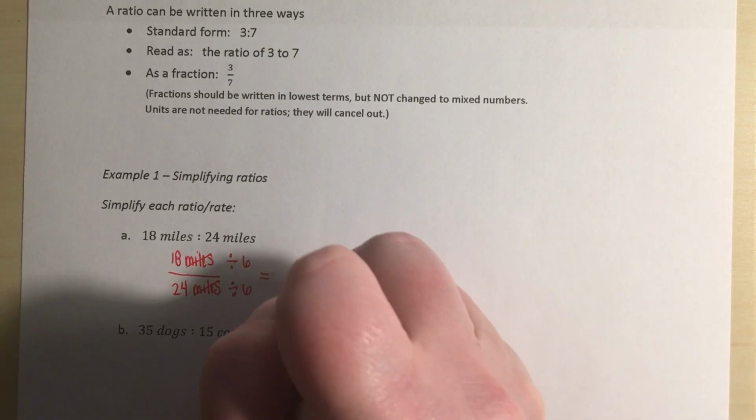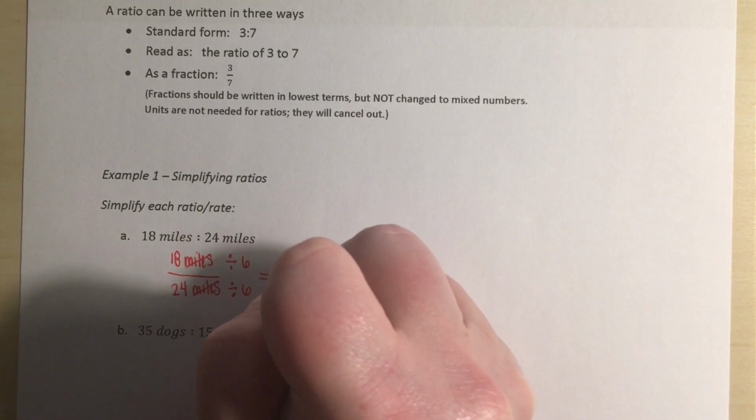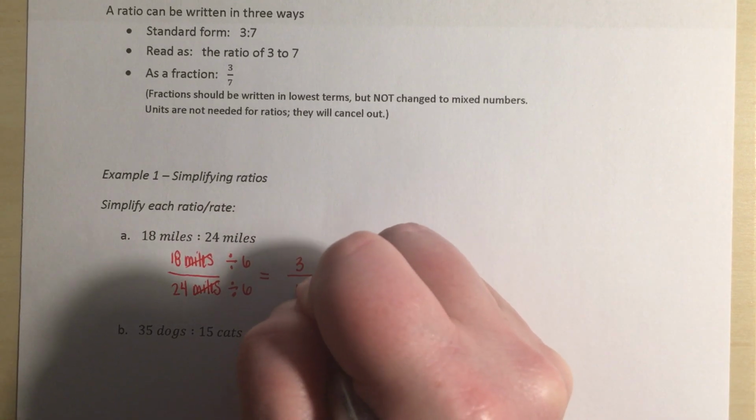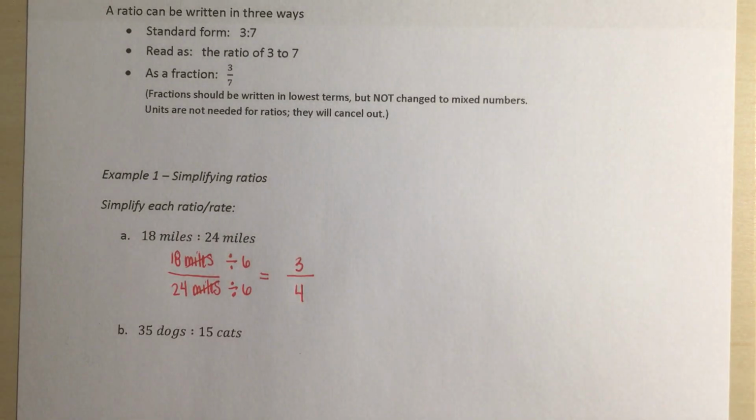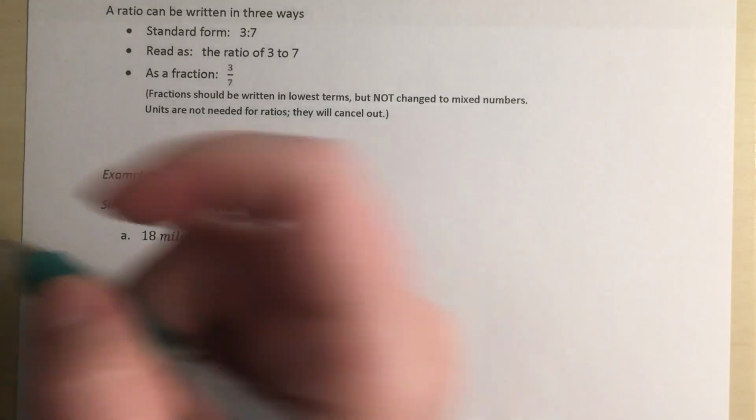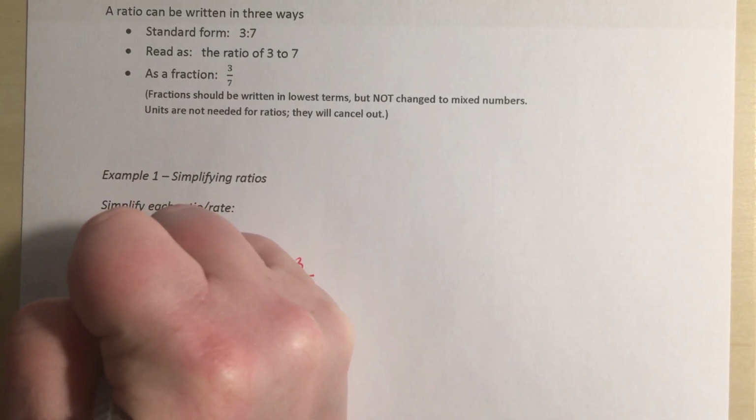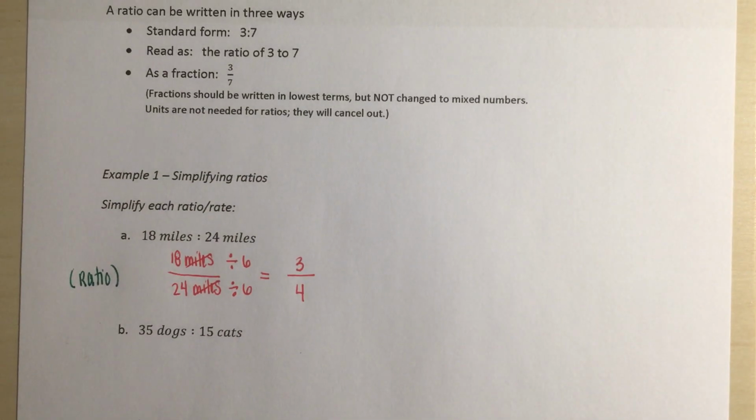So what we're going to be left with up top in our numerator, 18 divided by 6 is going to give us 3, 24 divided by 6 is going to give us 4. Again, since these two different values have the same units of measurement, this is something that we call a ratio. Right? So it's a comparison using two numbers using division that have the same units of measurement.